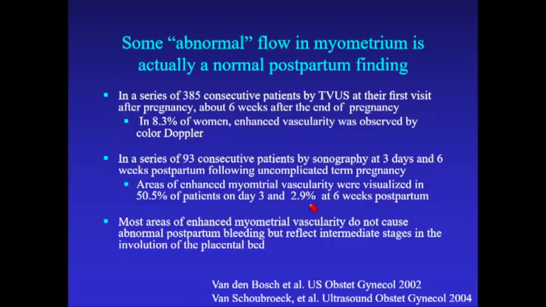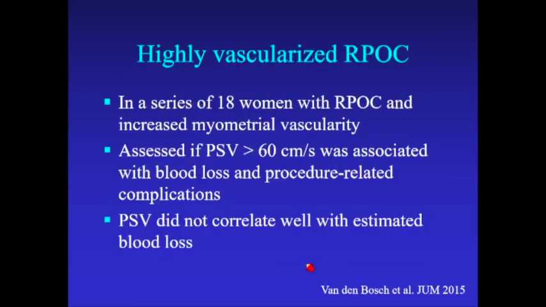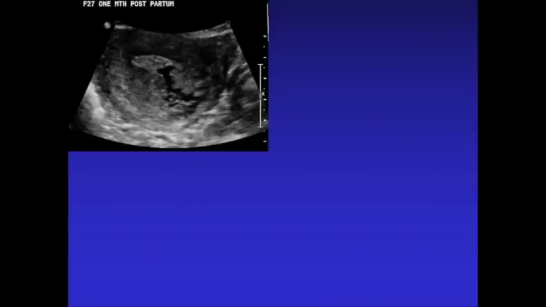So again, very, very common to see a lot of vascularity in the myometrium. In this study, highly vascularized retained products, they found that a peak systolic velocity greater than 60 was associated with blood loss and procedure-related complications. But when they actually did the statistical correlation, they couldn't find that. This is very problematic because this paper has been misquoted to say that highly vascularized retained products don't make a difference. Well, they started out with highly vascularized retained products, and then they looked at variations in that and didn't see a difference. But if you look at all retained products, you're going to see more of a spectrum.